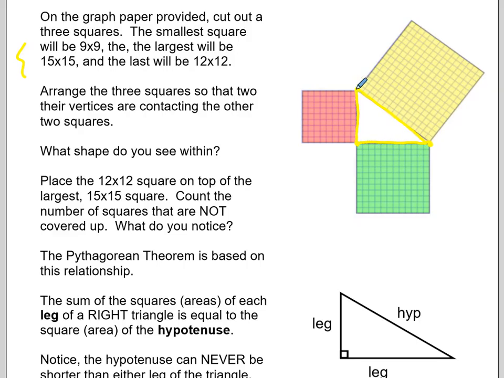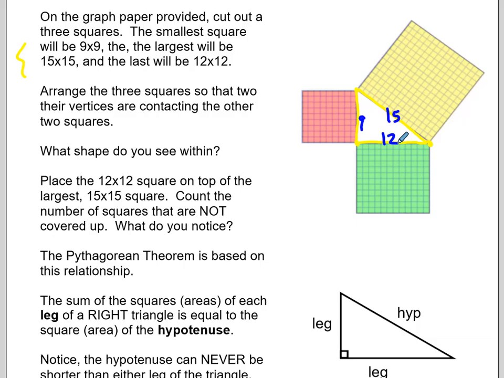What's really fascinating here is that if you took the side lengths of each one of these, this is a 9 by 9, so this is a 9. This side here is a 15, and this side here is a 12. No matter what you do with those three numbers, you cannot add them together. You can't add 9 and 12 together to get 15. There's no relationship between the single digits. But if you look at the squares of the numbers, there is a relationship.